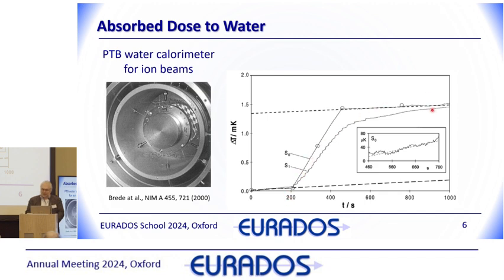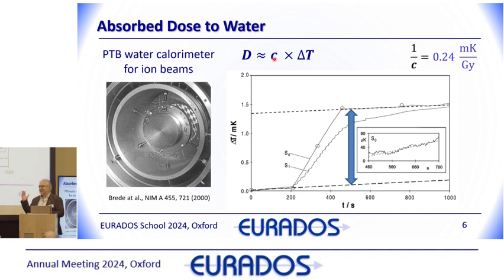And here you switch on your radiation and you introduce energy into your system by the radiation, and therefore the temperature rises. The temperature rise is proportional to the absorbed dose, approximately proportional. And the proportionality factor is simply the heat capacity. Very nice macroscopic quantity. And the inverse of this heat capacity for water is just 0.24 millikelvin per gray, and this tells you already that this is a very challenging measurement.